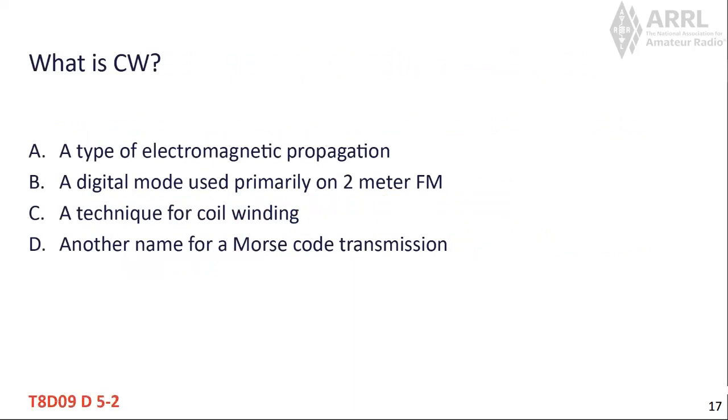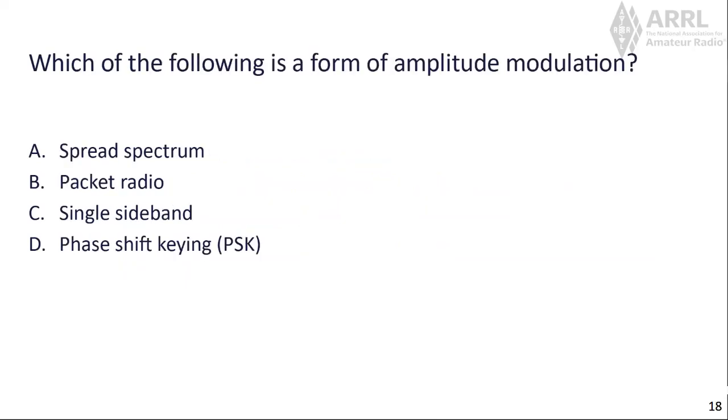What is CW? It is another name for Morse code. I am not going to go over the wrong answers. Which of the following is a form of amplitude modulation? Single sideband.